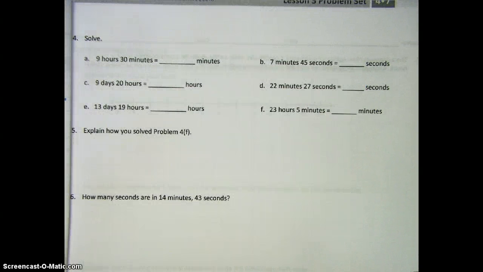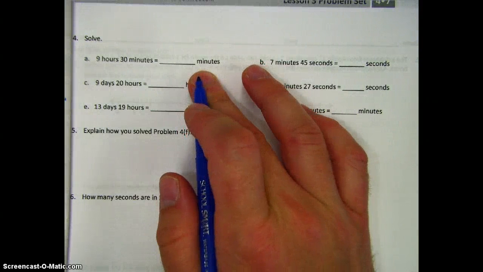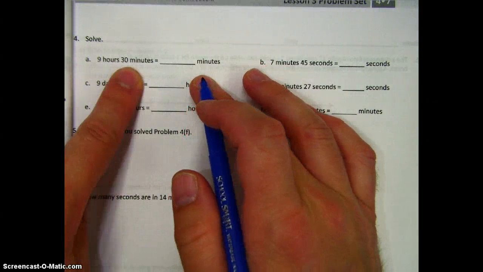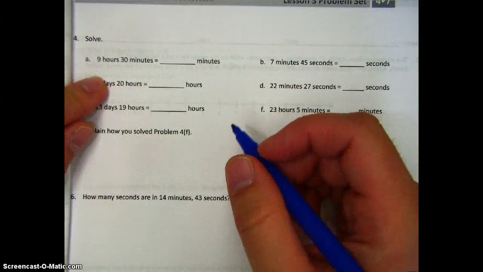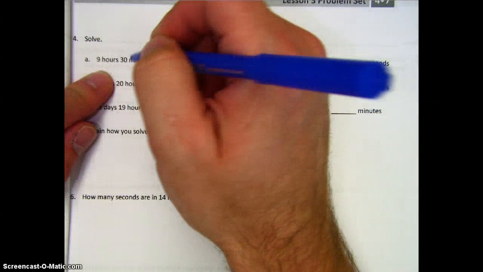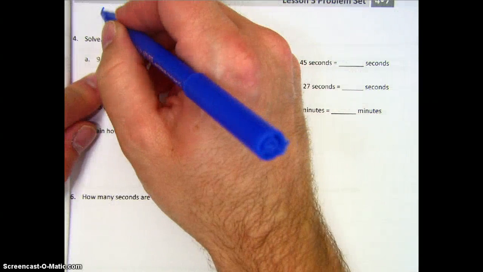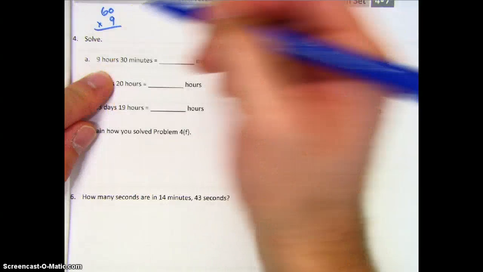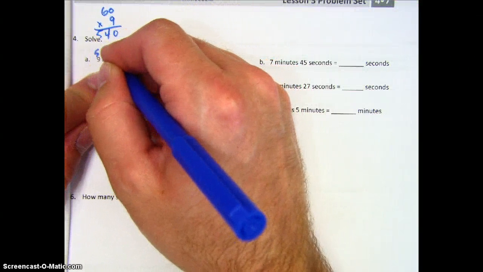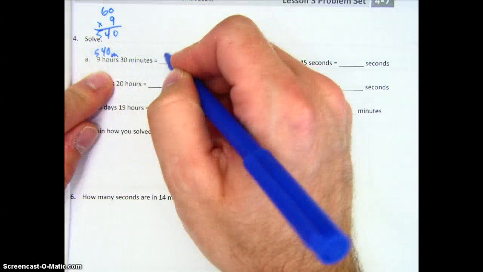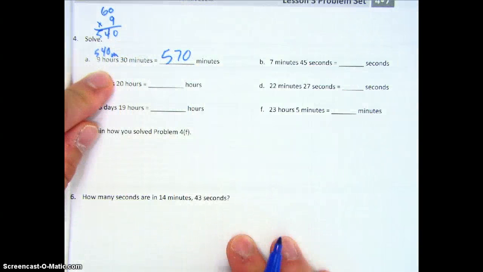We're going to be combining mixed units into the smaller unit. So we have 9 hours, 30 minutes, 9.5 hours. We're converting that into full minutes. So we know that there's 60 minutes in an hour. So we're going to do 60 times 9. So that gets us 540 minutes plus 30 for a total of 570.